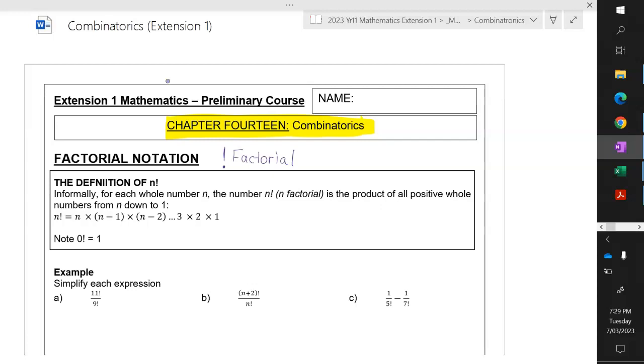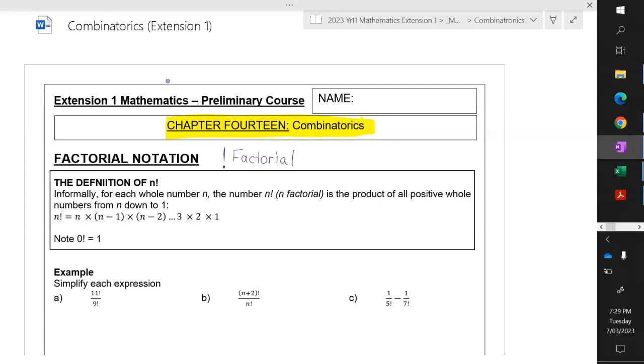Now, we don't know how big n is, so we don't know how far we want to go down from. So we generally just pop a few dots in the center, and that's enough to show us what n factorial is. And we'll have a look at some examples below. But 0 factorial is actually going to be 1.